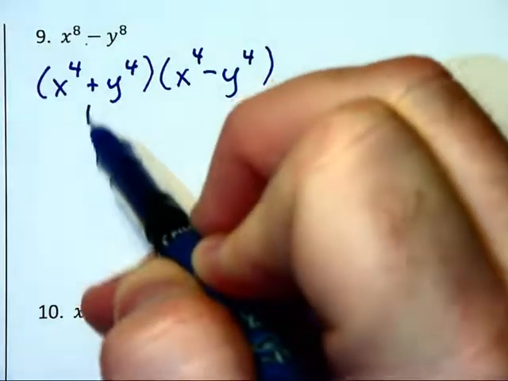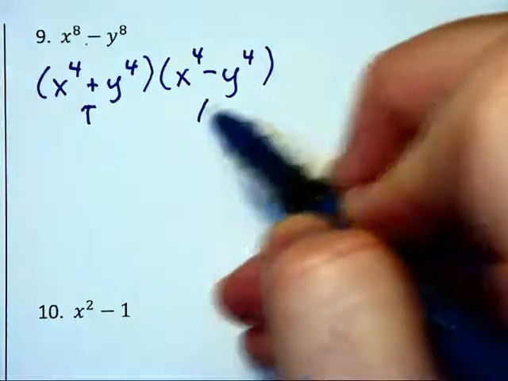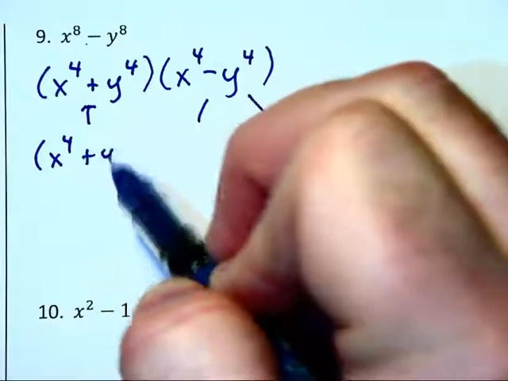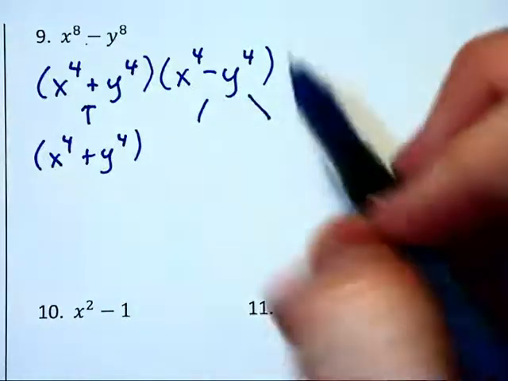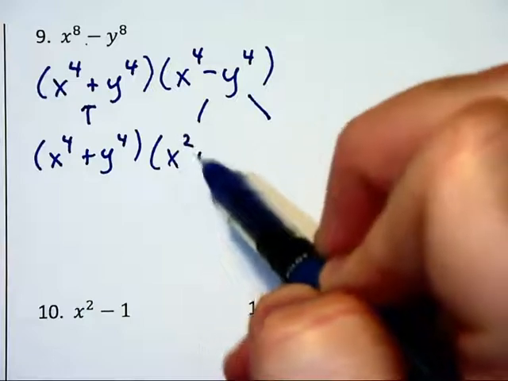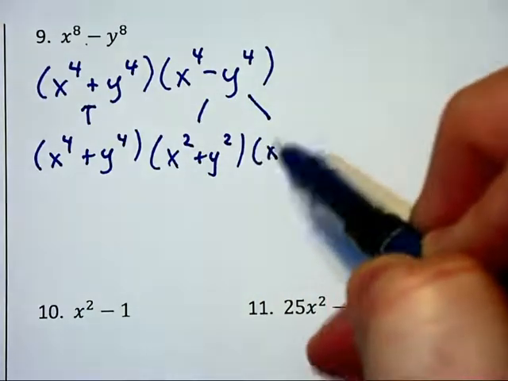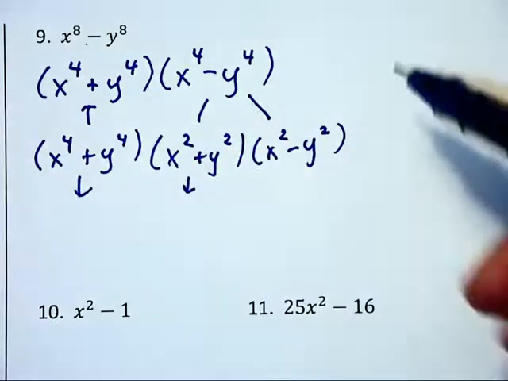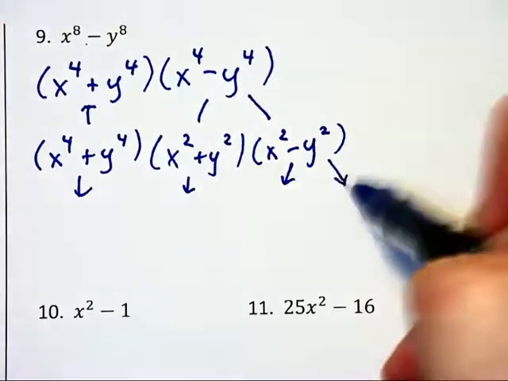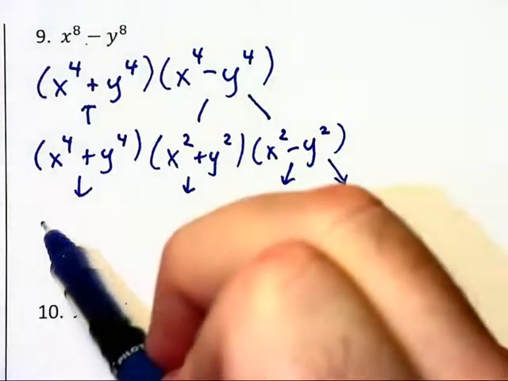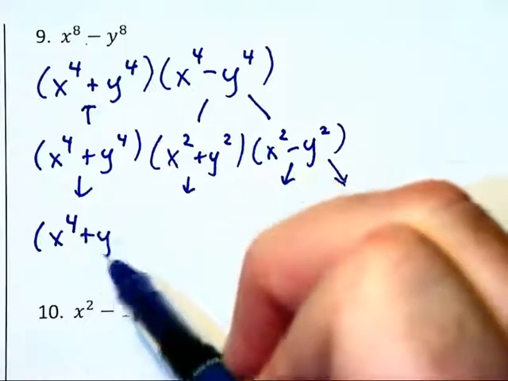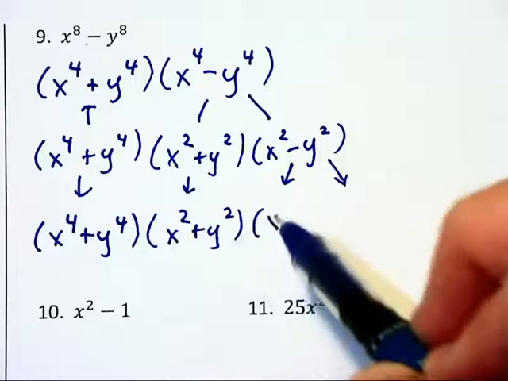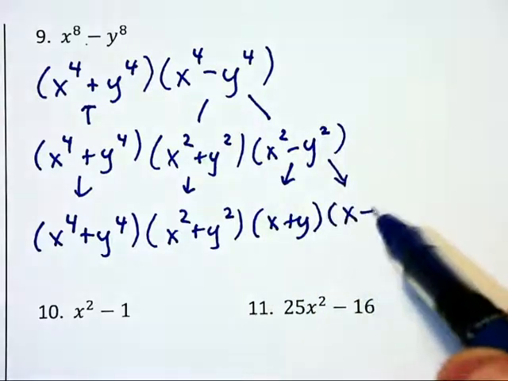Now the sum of two fourth powers will not factor, but the difference of two fourth powers will. We're going to keep the x to the fourth plus y to the fourth as it is, and the difference of these two fourth powers will become x squared plus y squared times x squared minus y squared. Now these first two groupings will not change, but this last one is the difference of two squares and will factor further. So our final factored form will be x to the fourth plus y to the fourth times x squared plus y squared times x plus y times x minus y.